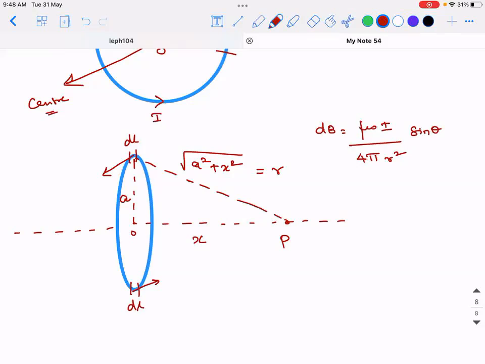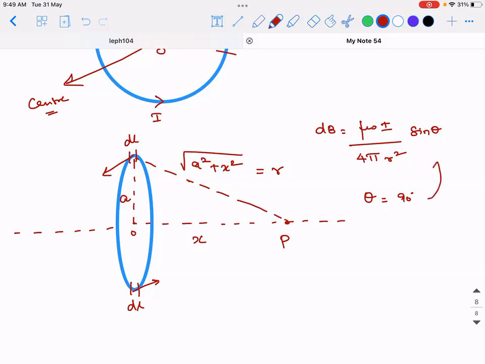Now let's try to answer each of them. Mu naught is a constant. I is the current through this conductor, accepted. R is what? R is the distance from the current carrying element to the point where you are calculating field. In this case, what is the value of R? Root of A square plus X square. But what about sine theta? In this case, theta is equal to how much? Angle between the current carrying element and this thing. So you're able to see it, right? It is going to be 90 degrees. Right? So if you have answered this question, first step is over.